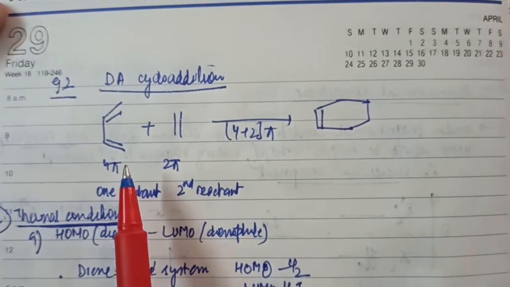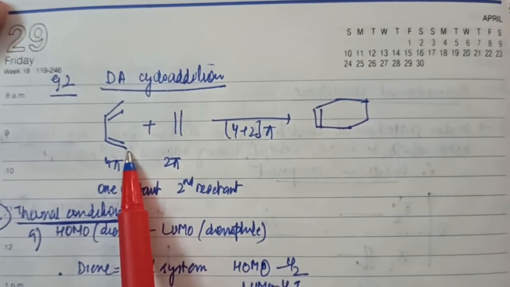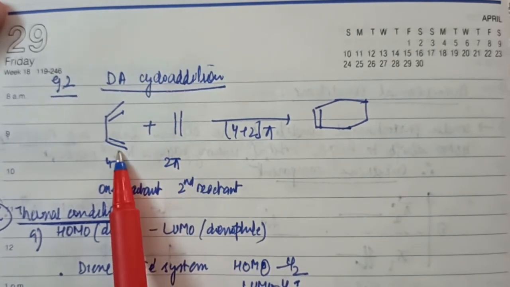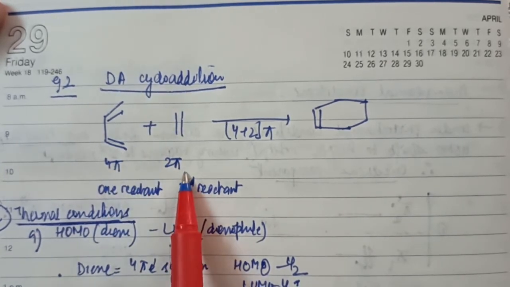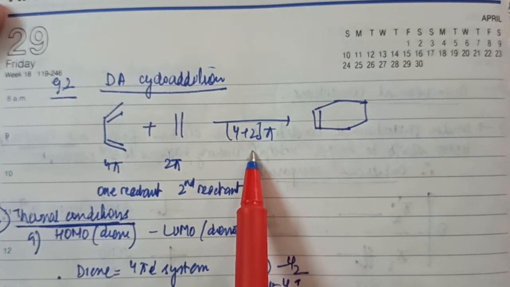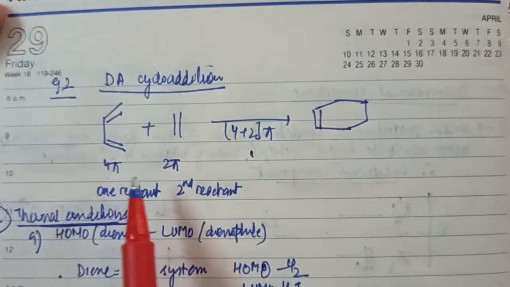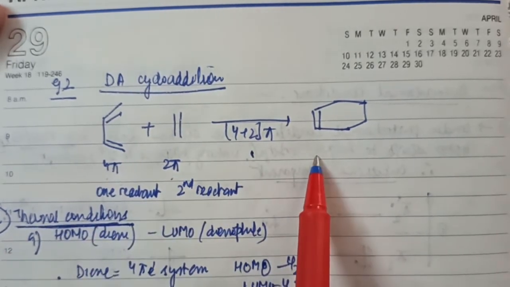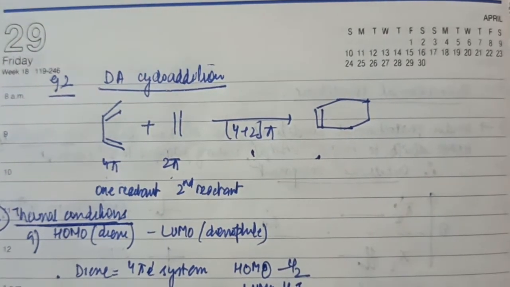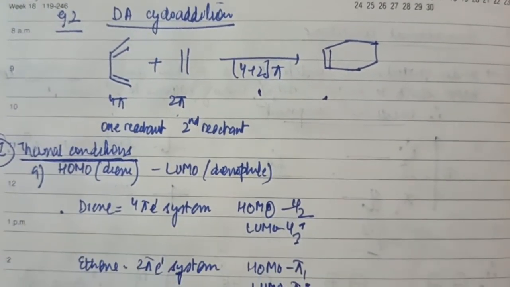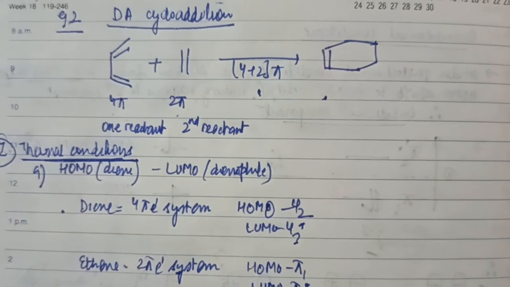Two components in the Diels-Alder cycloaddition reaction. One is a diene, another one is a dienophile. Diene is a 4-electron system. Dienophile is a 2-electron system. It's a 4 plus 2 cycloaddition reaction between butadiene and ethene, forming a cyclohexene molecule. We'll talk about two perspectives here: first of all, thermal conditions and then the photochemical conditions.